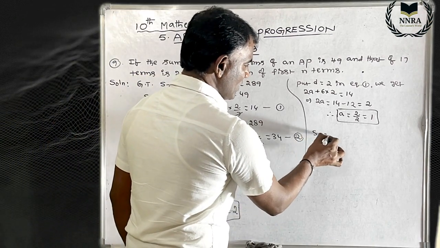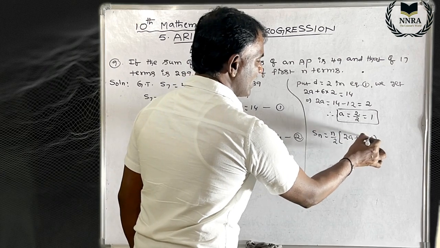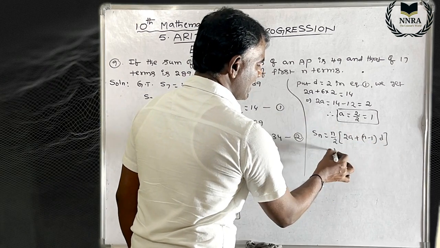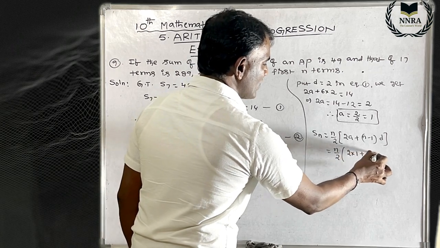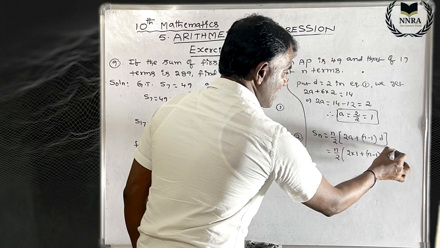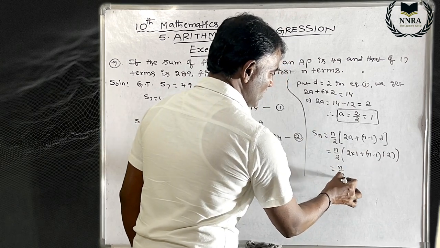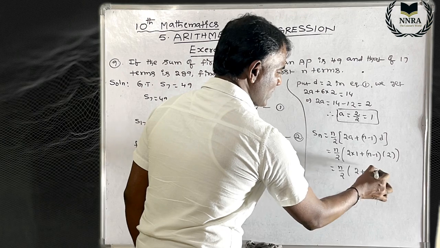So what is the formula? n by 2 into 2a plus n minus 1 into d. So n by 2, 2a is 2 into 1, n minus 1 into d. What is d? d is 2. Clear? Now n by 2, it is 2 plus n into 2 is 2n minus 2.